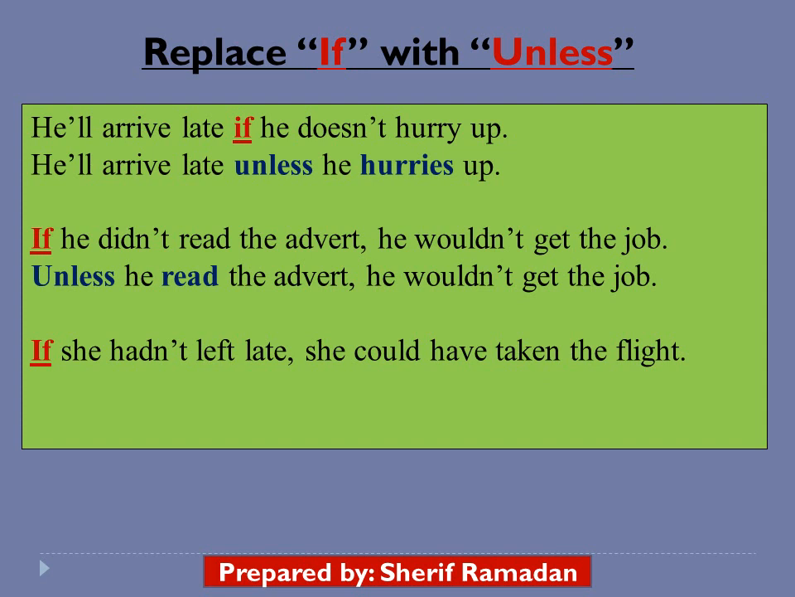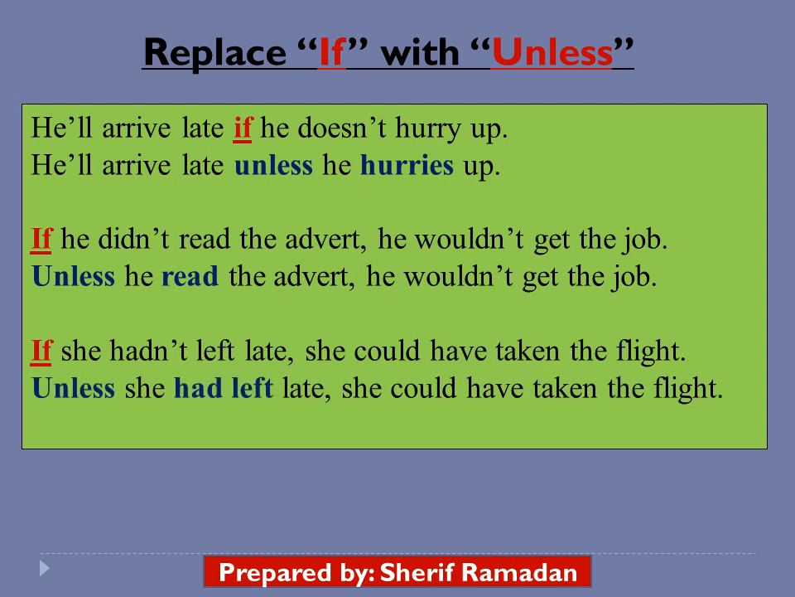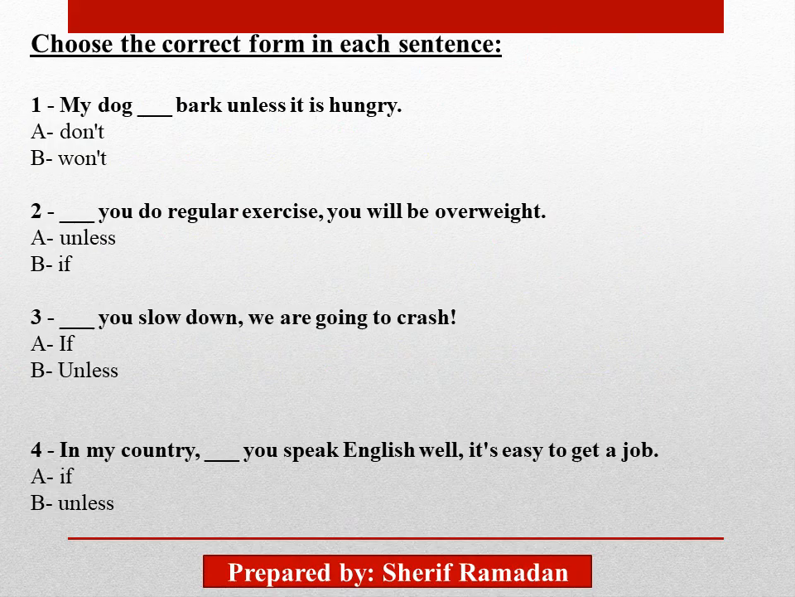Number 3, if she hadn't left late, she could have taken the flight. Unless she had left late, she could have taken the flight. Now choose the correct form in each sentence. I will give you 3 seconds to think of the answer.